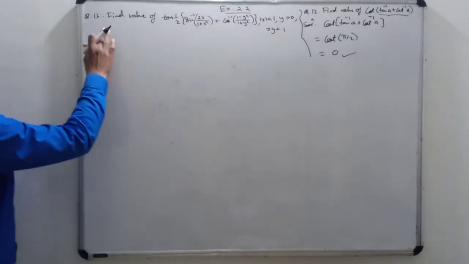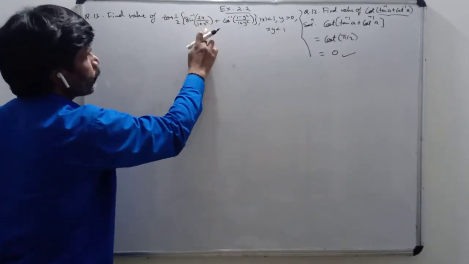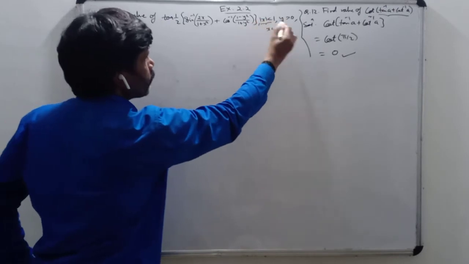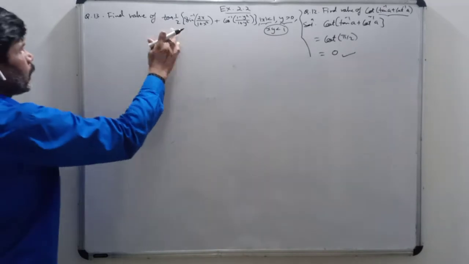Now question number 13. Find the value of tan half of the bracket sin inverse of 2x upon 1 plus x square plus cos inverse of 1 minus y square upon 1 plus y square, where the condition is mod x is less than 1, y is greater than 0 and xy is less than 1. Okay, so I'll start.